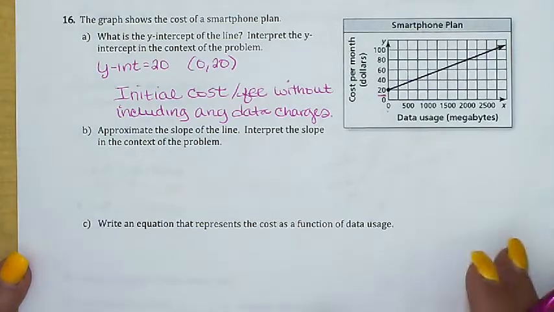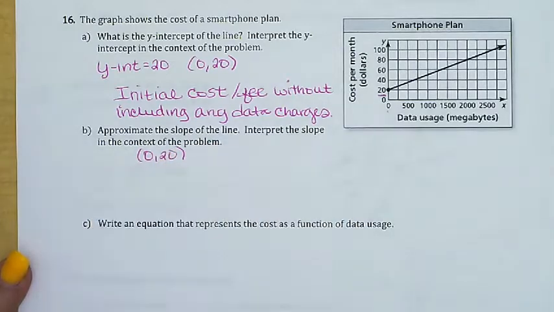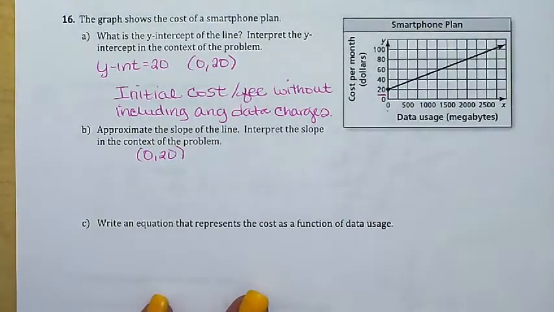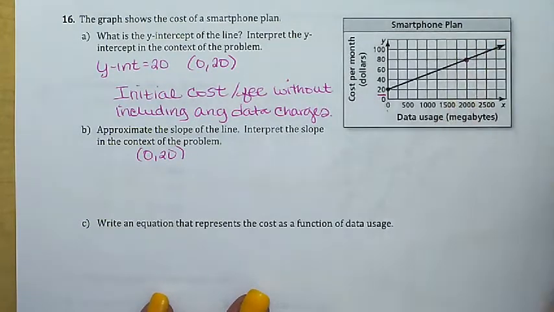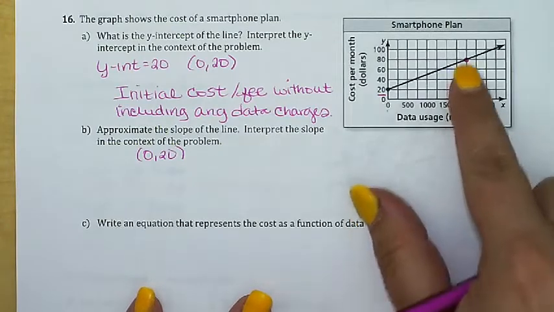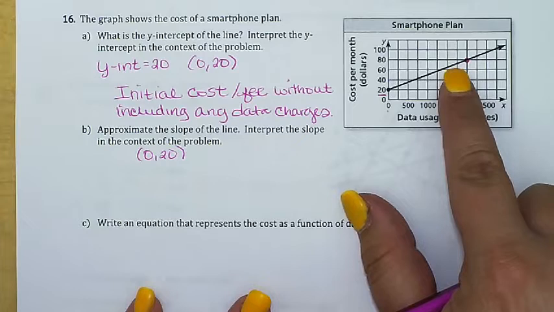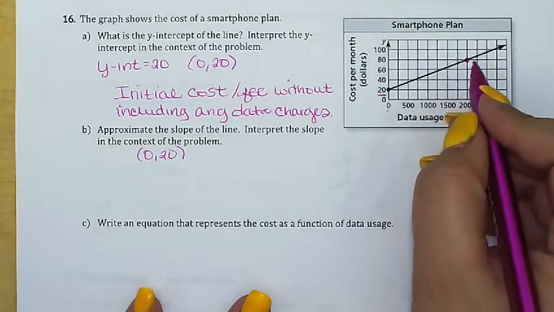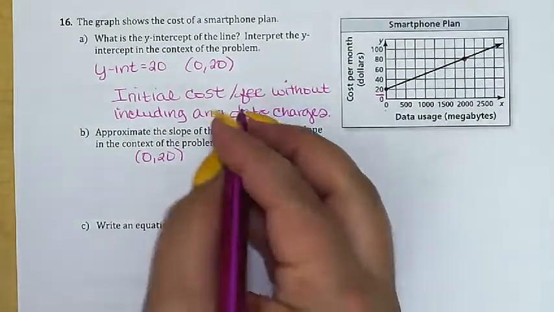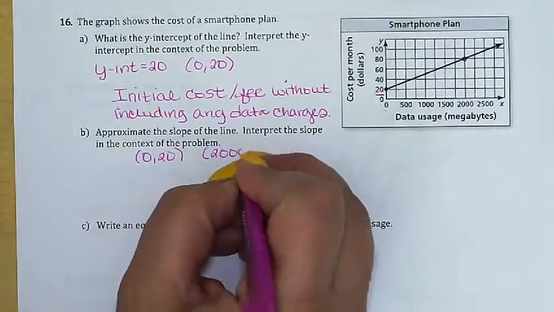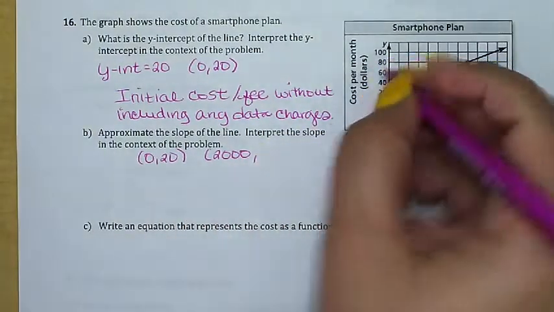We're going to approximate the slope. So for that, we're going to want a couple of points. We already know the y-intercept is 20, so that's an easy one to start using. Let's see if we can find another point that seems to land pretty nicely. I'm going to go with this one right here. It really does land nicely on an ordered pair that I can read. The other ones seem a little bit off, and then I'd be estimating. So that other ordered pair is 2,000 for the x coordinate, so 2,000 megabytes, and the cost for that is 80.